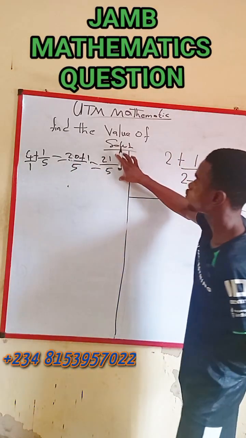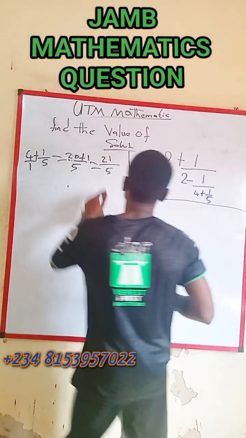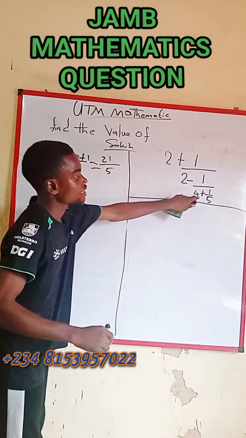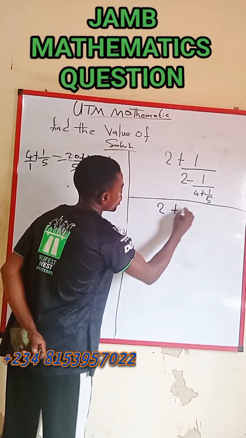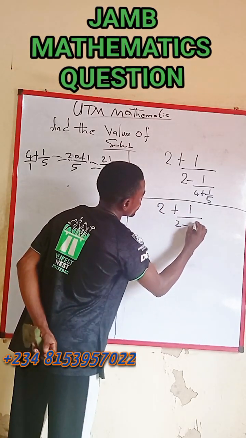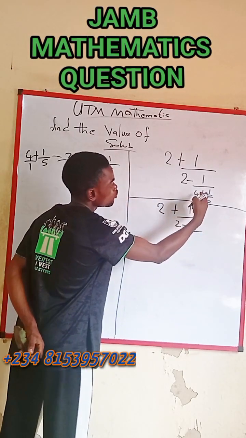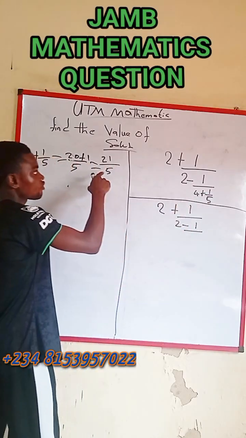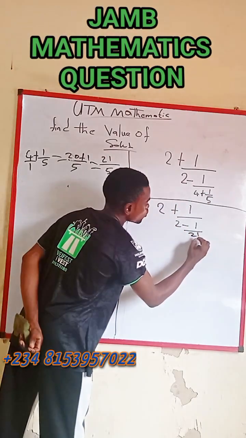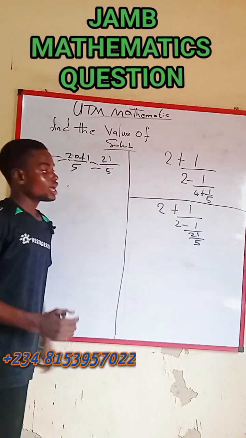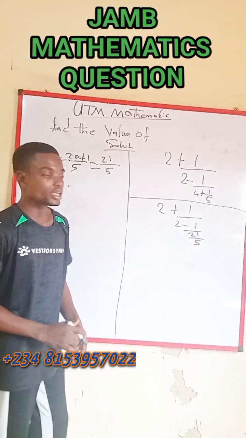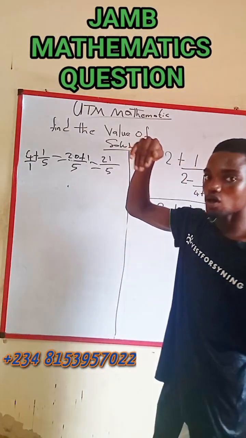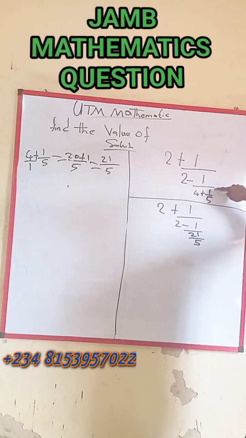In this case, we can't work any other thing over here, so we have 21 over 5 as this expression. Now you're going to rewrite this as 2 plus 1 all over 2 minus 1 over, instead of putting 4 plus 1 over 5, which we have worked out to be what? 21 over 5. Now in this case here, you have worked this out. What you need to do again is to climb the second ladder. Where is the second ladder? This is the first ladder.